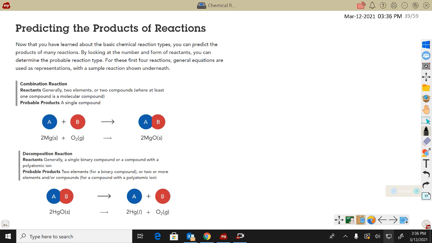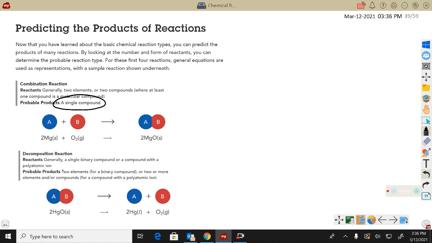Now we've gone through each type of reaction in detail, but if you throw everything together, how can I predict what type of reaction will occur? And so in general, these combination reactions are also called synthesis. The ones that we'll focus on will probably have two elements on the reactant side. And the key then is that there's one product.